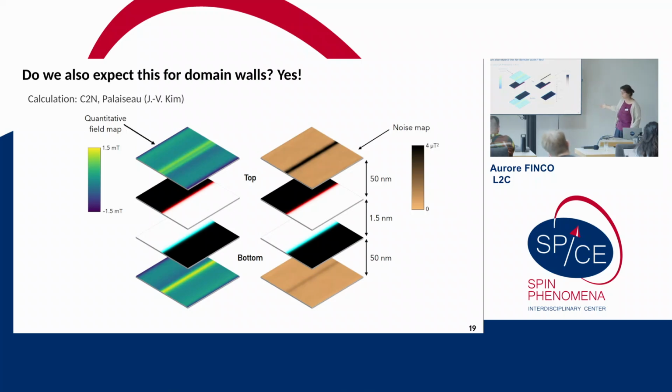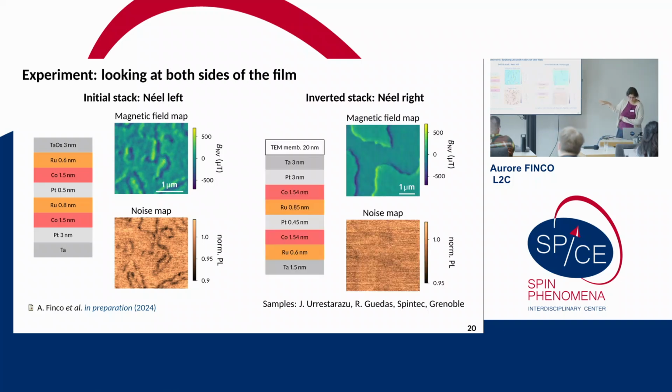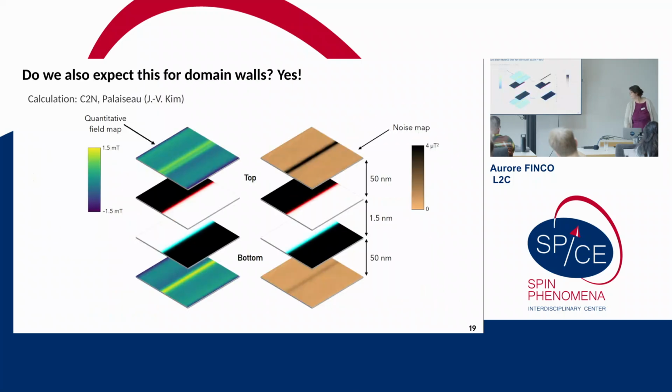So now that we know what we expect, we did the experiment. So this is, again, the initial sample: our 2 cobalt layers on a tantalum substrate. And then our colleagues in Grenoble grew the sample on a membrane. So it's 20 nanometers thick, and we can probe the film from below. So this way we can actually do this map here.